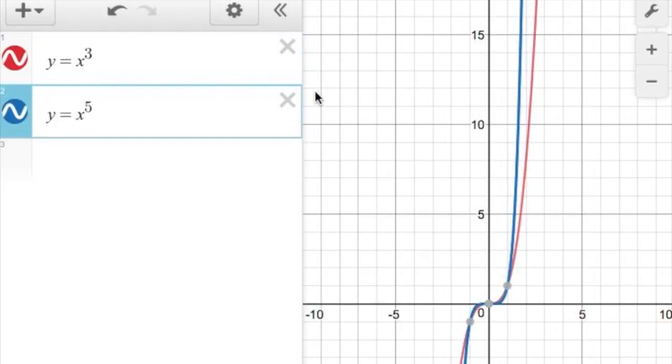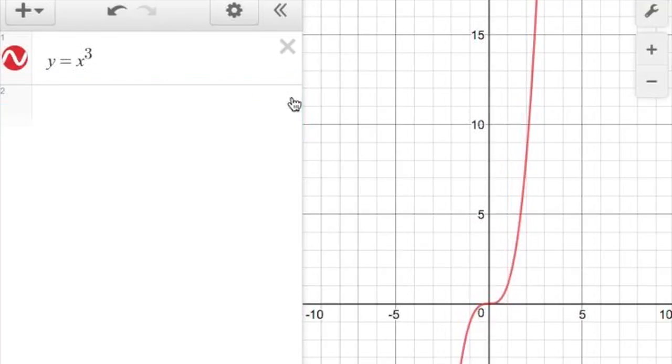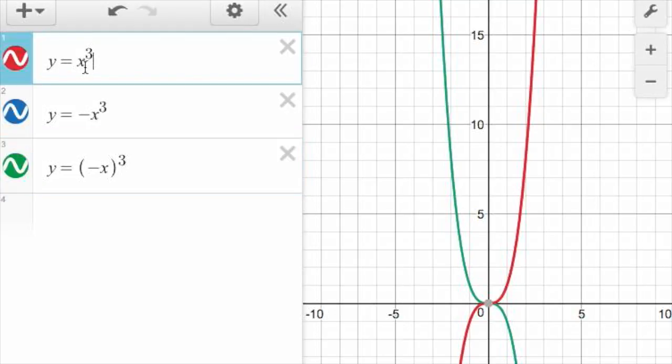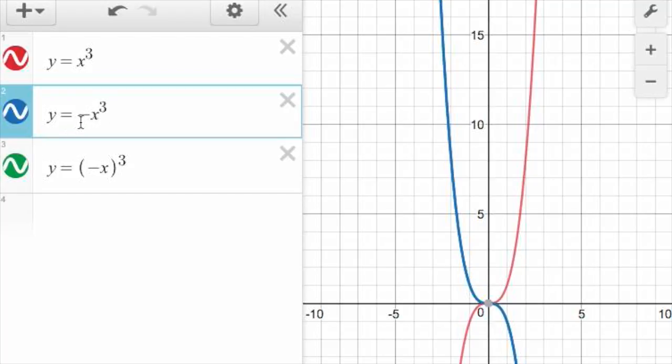Okay, so let's look at only y equals x to the power of 3. Let's look at it when it's reflected in the y-axis. Looking at the function y equals x to the power of 3, which is the basic function, this is the red graph. When we reflect it in the x-axis, it's going to be y equals negative x to the power of 3, which we see here is the blue graph.